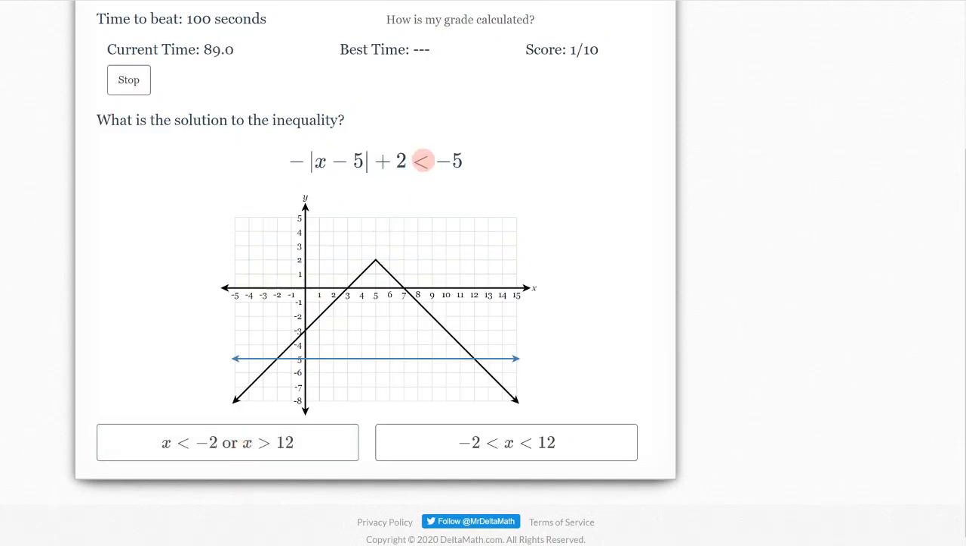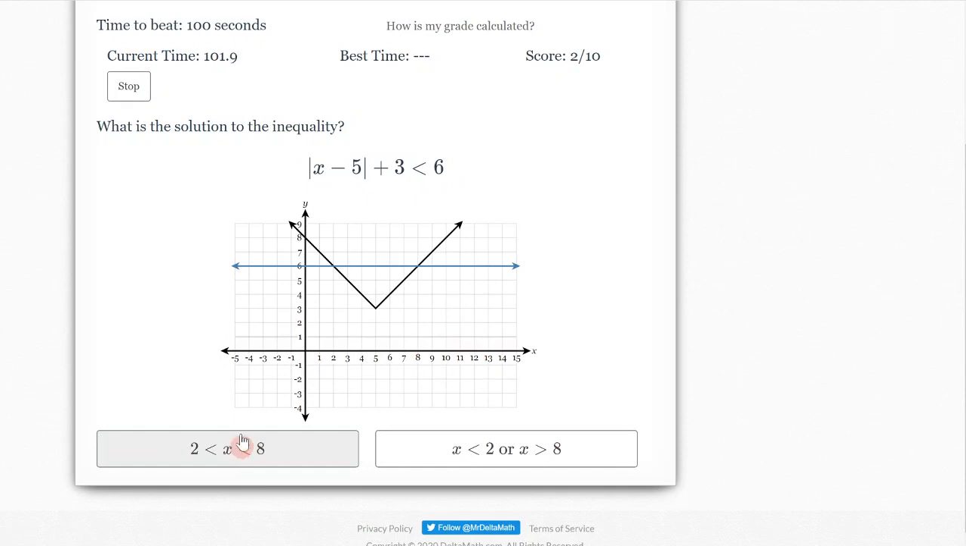Where is this one less than -5? Well, -5 is the horizontal line. It's less than over here, and it's less than over here. So I want less than -2 or greater than +12.